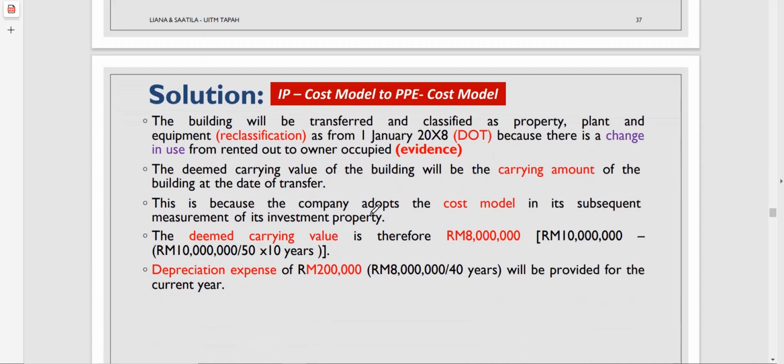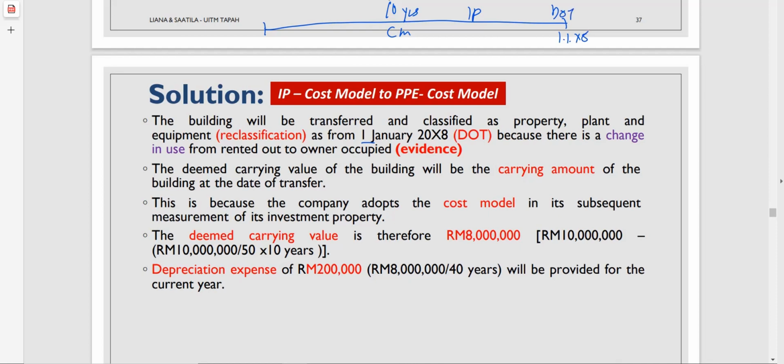Remember, the date of transfer is our issue. So before the date of transfer, let's say 10 years ago, this was using the cost model. I put here CM, and 10 years ago this was an IP. It was only here on 1st of January X8 that there is a date of transfer due to the change in use. So you are asked to explain the accounting treatment here. The reason is because there was a change in use.